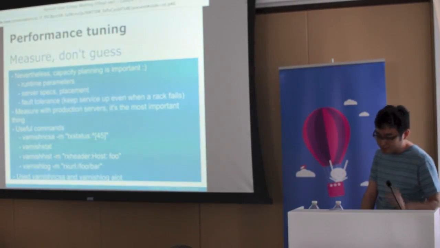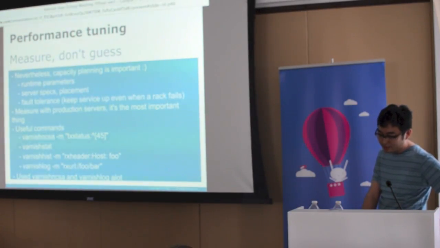I'd like to introduce some measurements, commands and options I use, such as varnishncsa, for extracting the client errors and server errors. Varnishstat, of course, and varnishhist. I think it's cool to look at. Also varnishlog. Varnishlog and varnishncsa were used a lot.